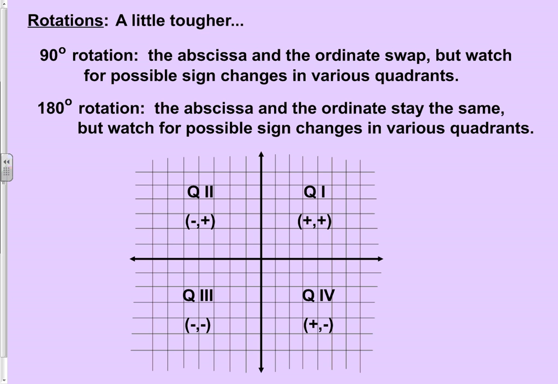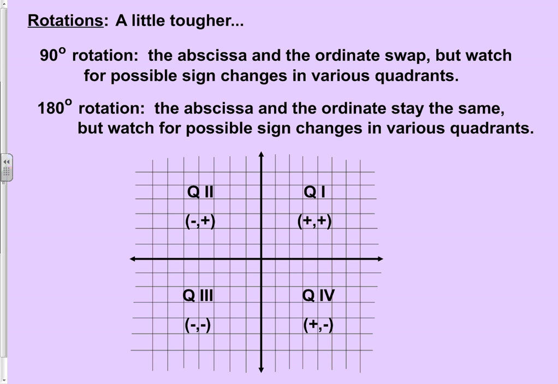Okay, so a couple of rules, or a couple of guidelines is a better way to put it, that we have to follow: for a 90-degree rotation, which of course is 1/4 of a circle, the abscissa and the ordinate are going to swap places. Okay, but we're going to have to watch for possible sign changes as we move in and out of various quadrants, and we'll talk more about that here in a second.